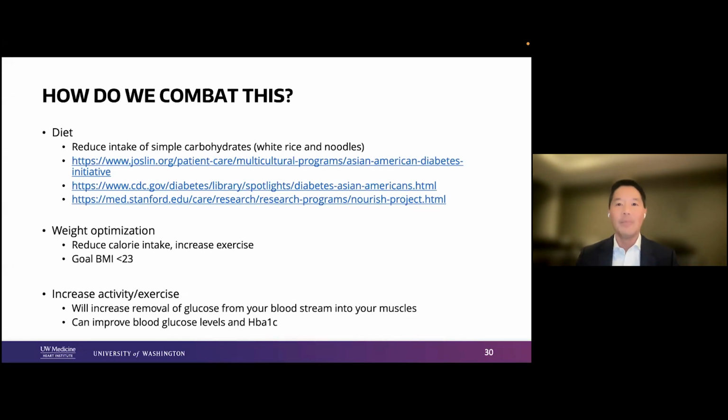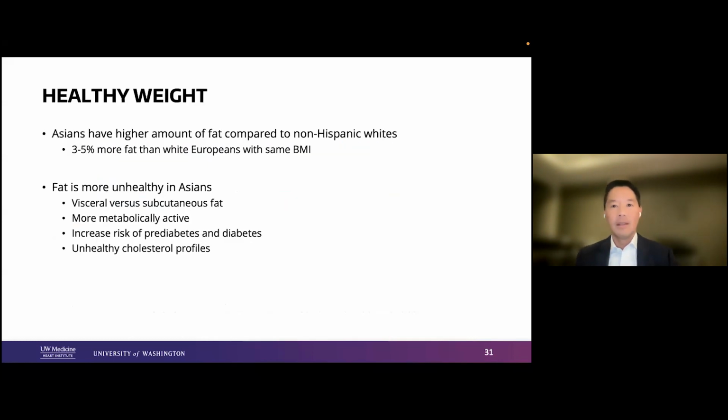So what we also know is that when you exercise more, you extract more glucose from your bloodstream into your muscles, and that helps to reduce the overall blood sugar levels so that those numbers, when we test the hemoglobin A1C, can be lower. So all of these things sort of fit in together. So healthy weight, healthy diet, et cetera, are all intermingled.